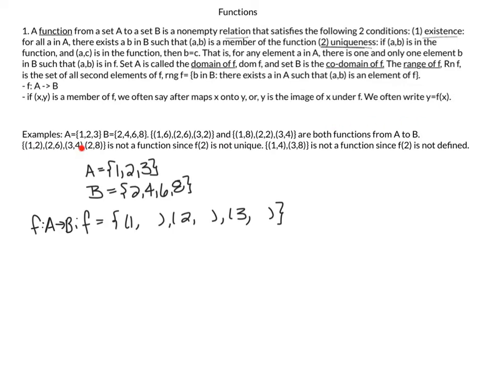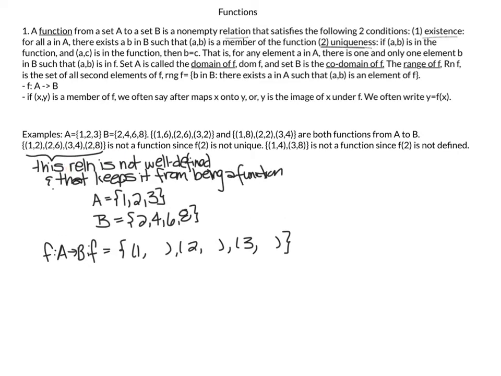If I look at this next relation, it is not a function since f(2) maps to both 6 and 8. And that can't happen because for every element of A, there's one and only one element of B such that (a, b) is in F. And here I have 2 as an element of A, but here I have 2 elements of B mapped to it. So this relation is not well defined, and being not well defined is what keeps it from being a function. And I wrote that right here.